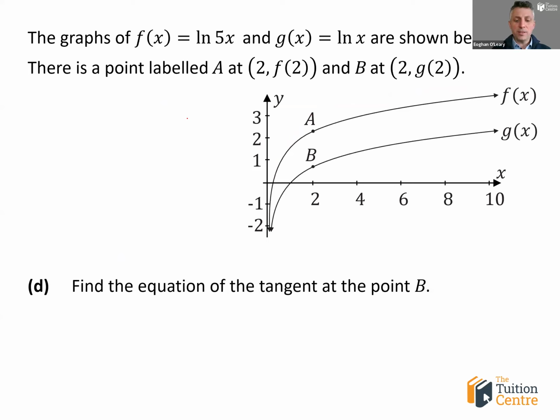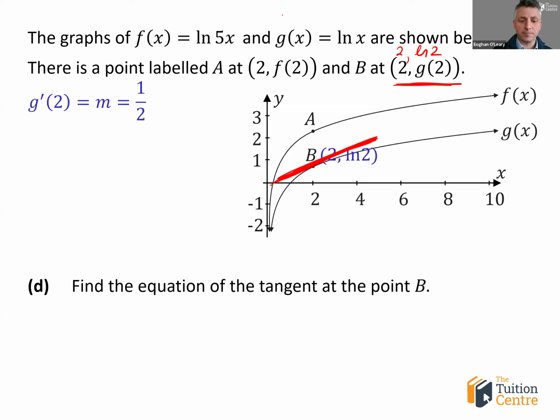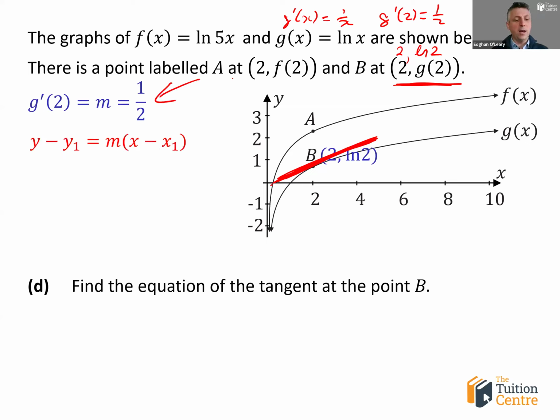Then find the equation of the tangent at point B. So we know the tangent is going to be a straight line. We know what the point B is. It's 2, g of 2, and we said that's 2, ln of 2. We need to find the slope, but the slope is straightforward enough, isn't it? Because we know that when we differentiate it, g dash x was equal to 1 over x. So we said g dash 2 was equal to 1 over 2. So my slope is a half at that point. We fill it in. y minus ln of 2 is equal to half times x minus 2.